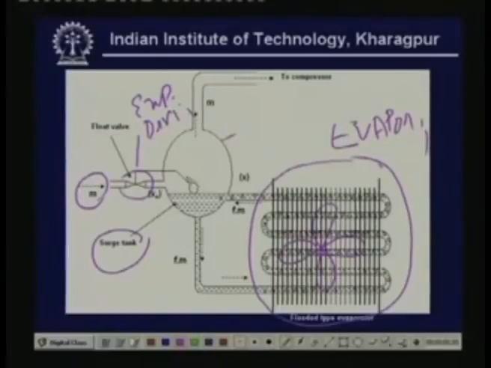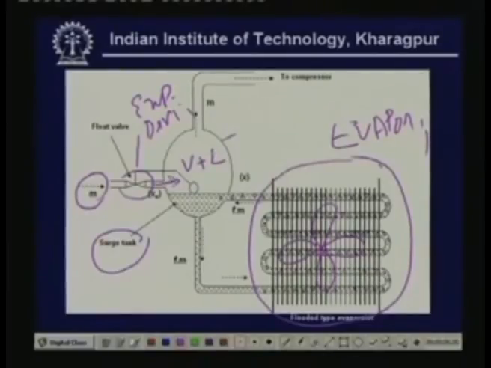And what is the purpose of this float type of valve? It always maintains the required level of refrigerant in the surge tank. Okay, when the level falls, the valve will open more and more refrigerant will come here. So normally this is connected to a condenser or receiver condenser. And you can see that when the refrigerant enters at this point, it is vapor plus liquid, because due to flashing across the expansion device some vapor would have been generated.